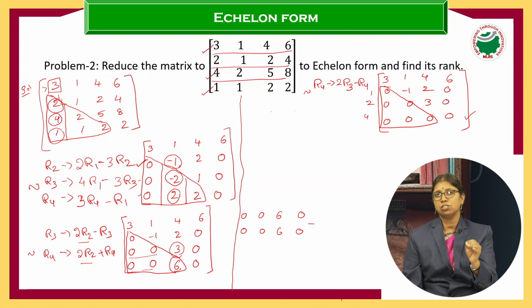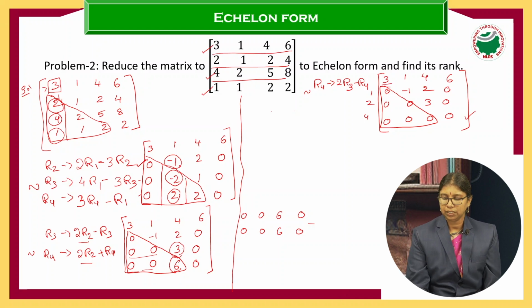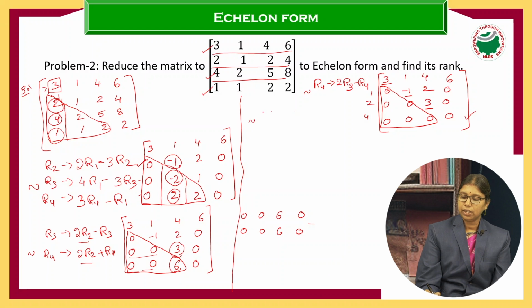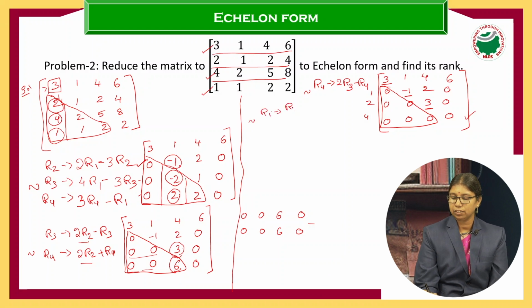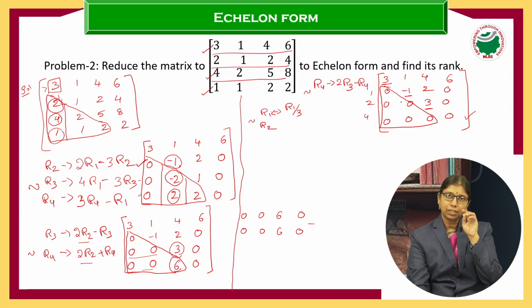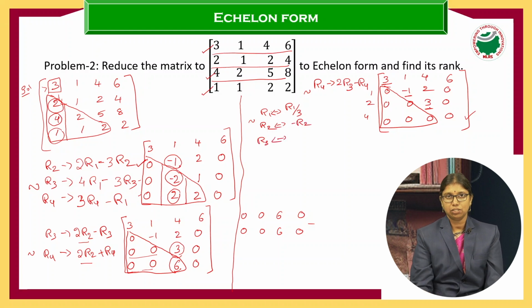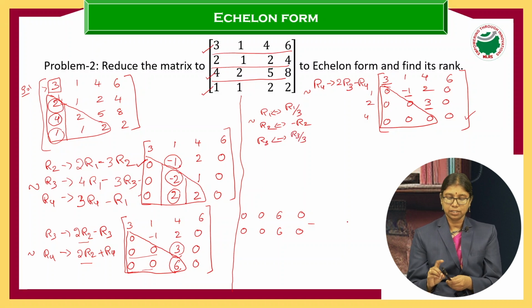Third condition: the first non-zero entry is 1. Here I have 3, here I have minus 1, here I have 3. In all the 3 non-zero rows, we need the first non-zero value as 1. So you have to divide the row by the corresponding value. Your next row operation is to divide the first row by 3: R1 becomes R1 by 3. In R2, I have minus 1. To get plus 1, you have to multiply the second row with a minus sign. Next R3, here the leading term is 3, so divide the third row by 3, R3 by 3. So now what is our matrix?